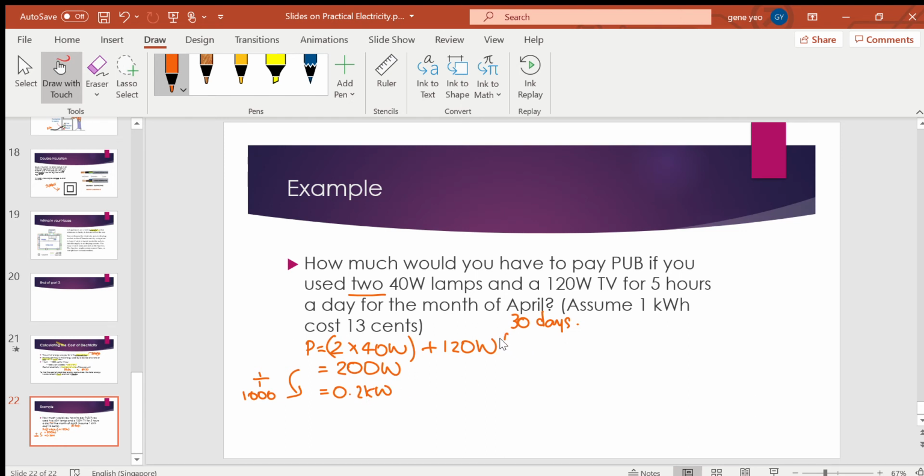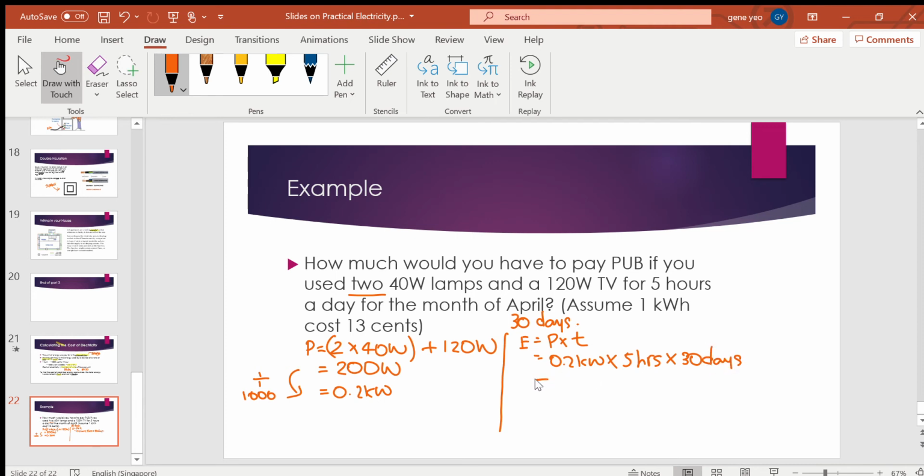Now I have to calculate the energy. So energy is power times time. Power is 0.2 kilowatts, and the time is 5 hours, and I watch TV for 5 hours every day. It's a bit insane, but in times like this, COVID-19 situation, you just got to Netflix and chill at home. Okay, so times 30 days.